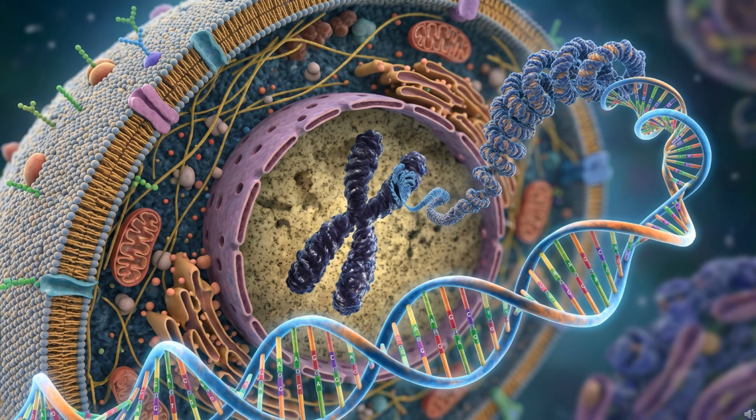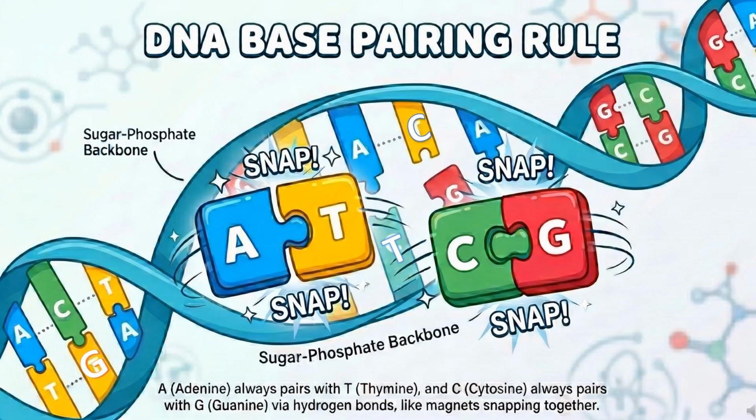Before we look at the machines that read DNA, we need to understand what they are actually reading. DNA stands for deoxyribonucleic acid. Think of it as a long, twisted ladder, the famous double helix. The rungs of this ladder are made up of 4 chemical building blocks called bases. We represent them with 4 simple letters, A, T, C, and G. A stands for adenine. T stands for thymine. C stands for cytosine. G stands for guanine.